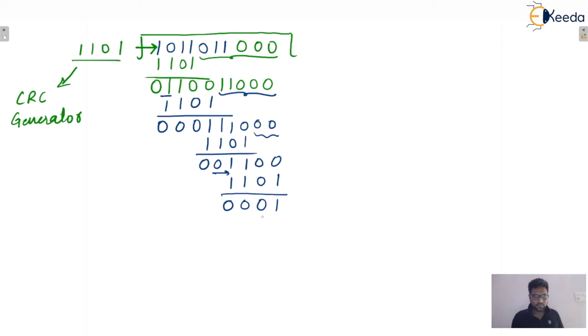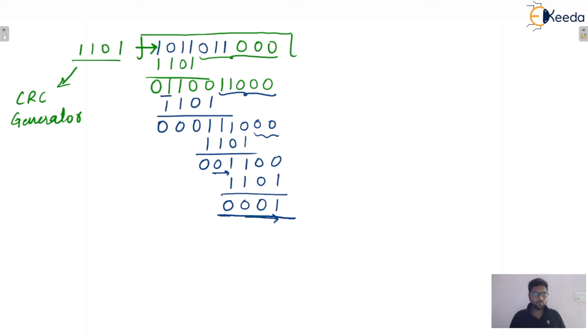1000. Now you can see the leading one is there, but we have to stop here. Why? Because from the leading one at least 4 bits are required, since the CRC generator is of 4 bits. If there are no 4 bits, then stop there. So ultimately this is the remainder. I hope this is clear to everyone.